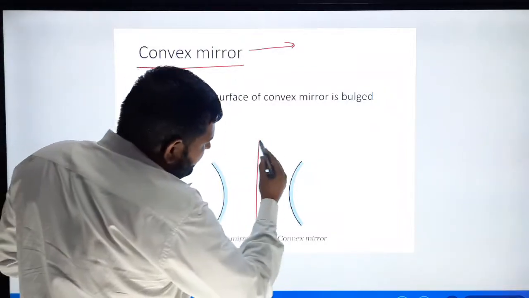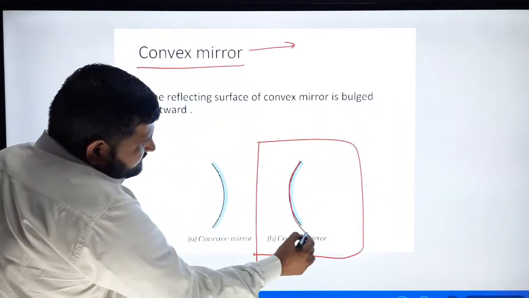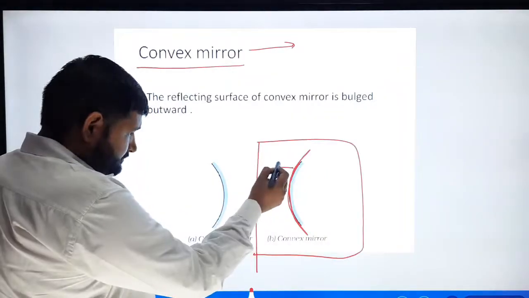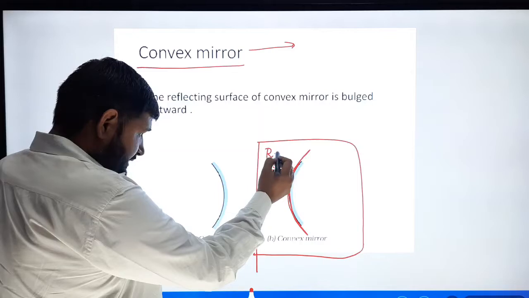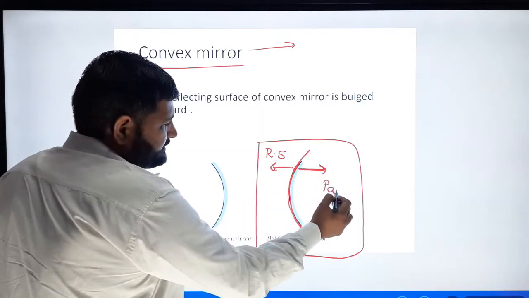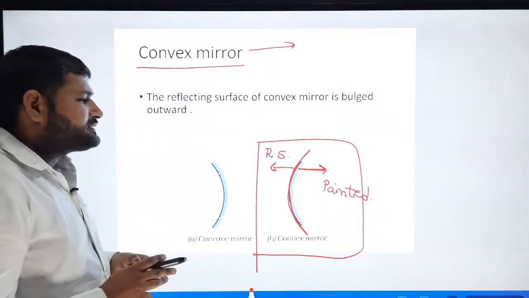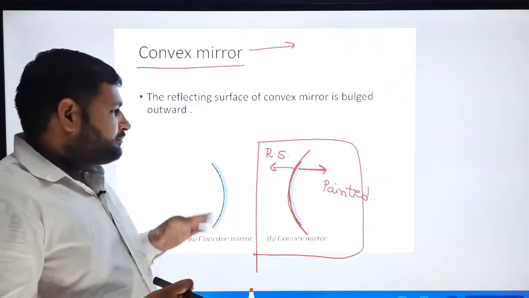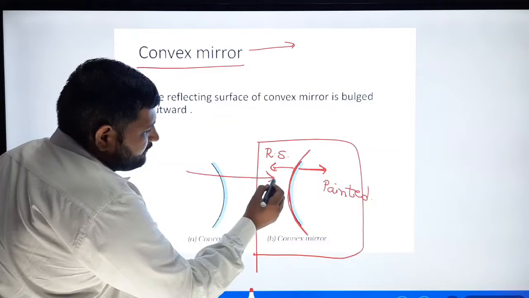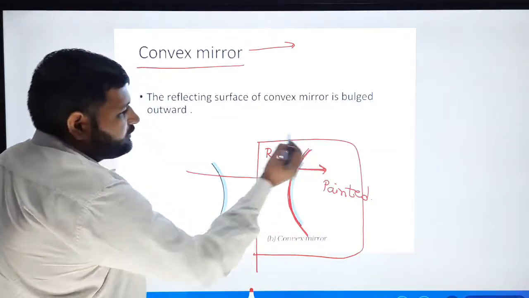This is the diagram of a convex mirror. In this diagram, as we have seen in the previous mirror, the concave mirror, this is the reflecting surface and this grey surface is the painted surface. I will not revise the purpose of the reflecting surface and the painted surface, but when we look from the left side, we can see that the reflecting surface is bulging outward.